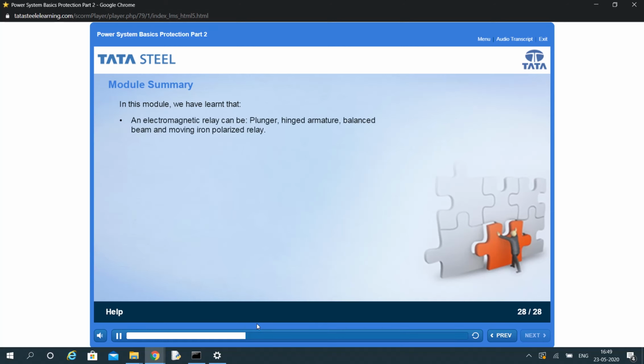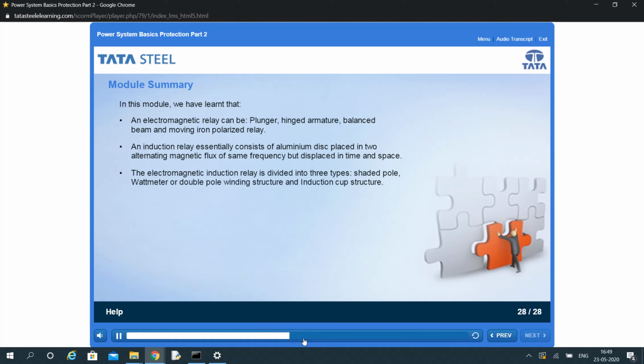An electromagnetic relay can be plunger, hinged armature, balanced beam, and moving iron polarized relay. An induction relay essentially consists of aluminium disc placed in two alternating magnetic fluxes of same frequency but displaced in time and space. The electromagnetic induction relay is divided into 3 types, including the induction cup structure. The construction of relay is divided into contact, bearing, electromechanical design, termination, and housing.